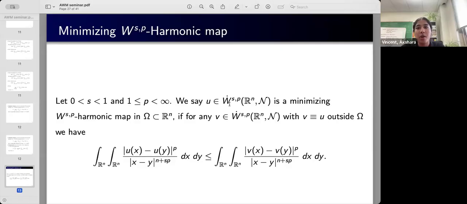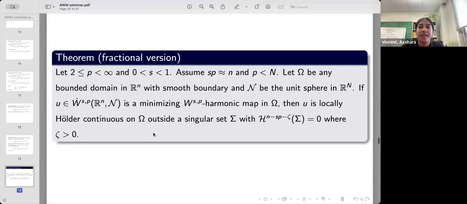We call a function u belonging to W dot SP a minimizing WSP harmonic map if for any function v belonging to WSP with v equal to u outside omega, the fractional seminorm of u is less than or equal to the fractional seminorm of v. So this is like the fractional energy: u attains the minimum fractional energy among all the mappings.